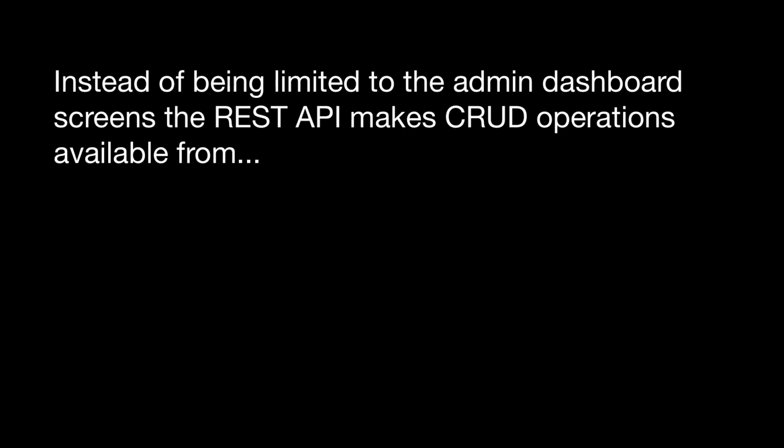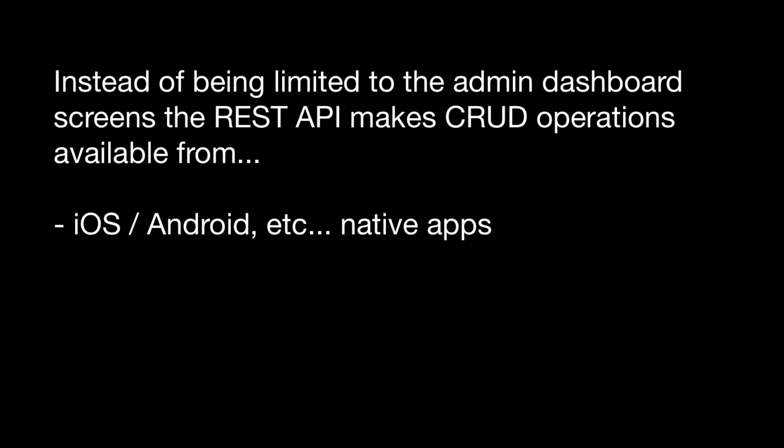So for an example, we could technically create an iOS or Android native app for smartphones, and we could use WordPress as our server and database layer, and the phone app could just send and receive data to and from WordPress's JSON endpoint URLs.